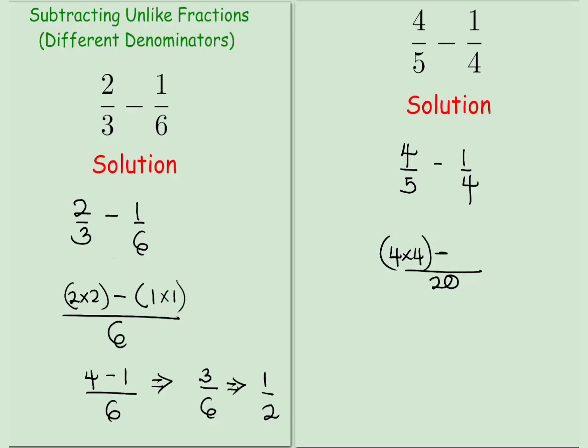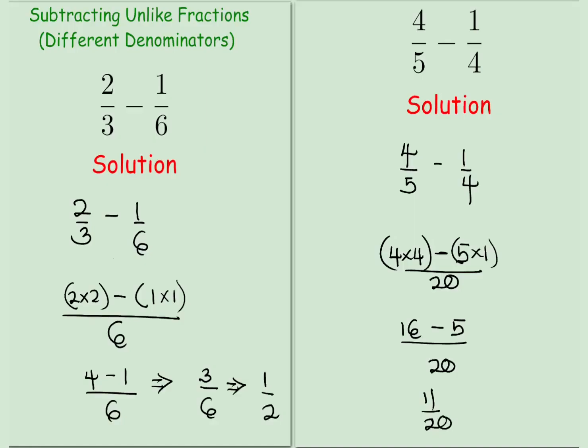Then minus 5. Sorry, you have 4 here. So 4 divides your 20 5 times. That 5 also multiplies this numerator here, so that we have 5 times 1. So with that, we just perform our operations. 4 times 4 gives us 16, then minus 5 times 1, which gives us 5, all over our 20. 16 minus 5 gives us 11. So we have 11 over 20 as our final answer, which is also very simple.